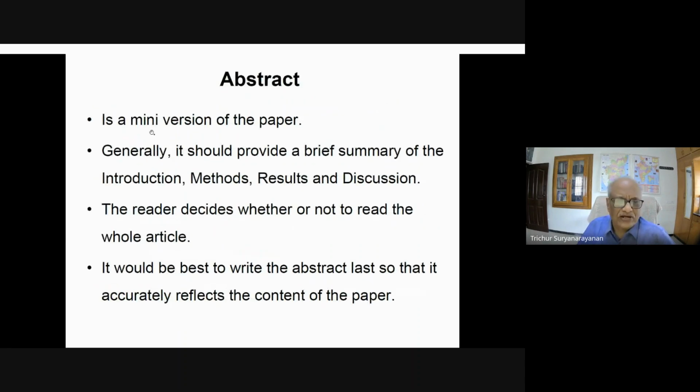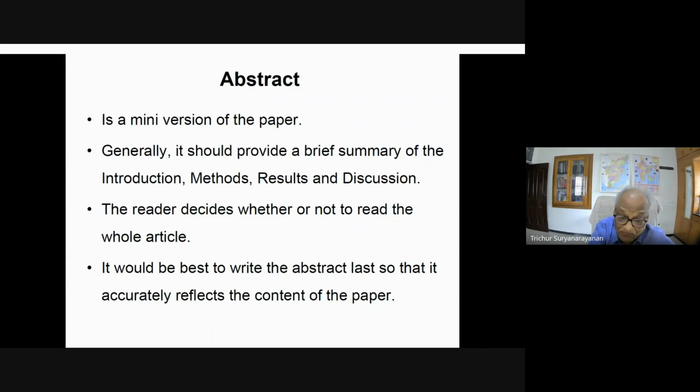Now we go to the abstract. Abstract is a mini version of the paper. As you know, it is a brief summary of the introduction, methods, results, and discussion. So the reader decides whether to go ahead and read the whole article or not, based on the abstract.